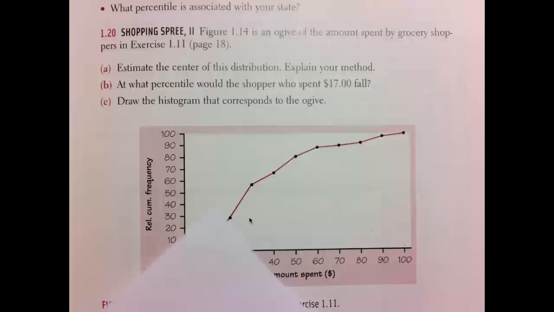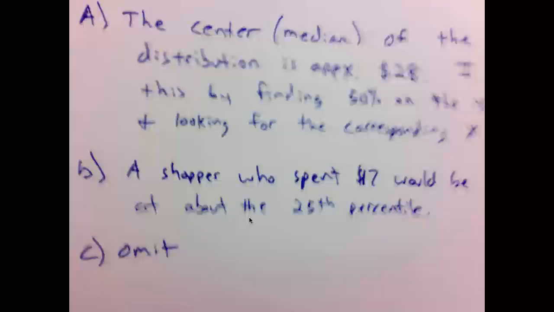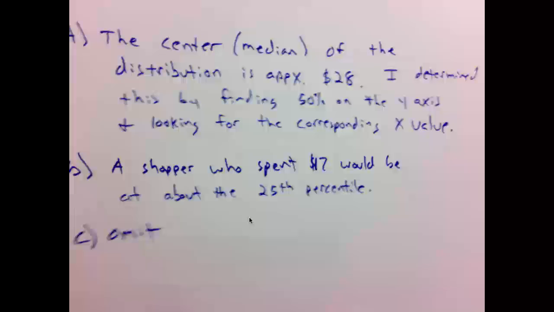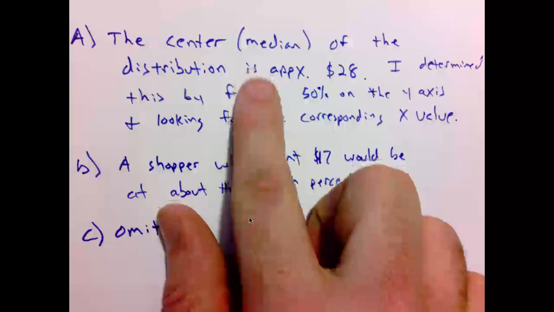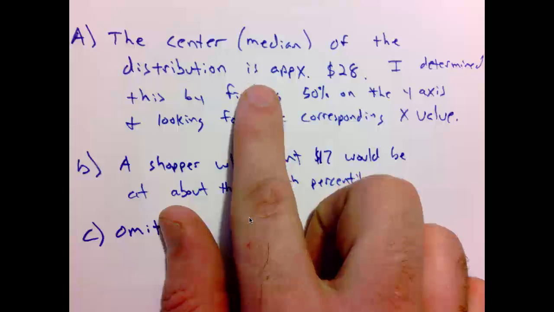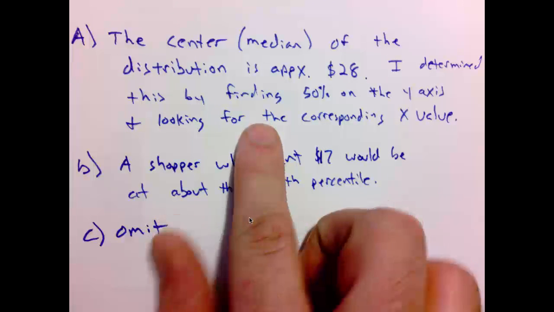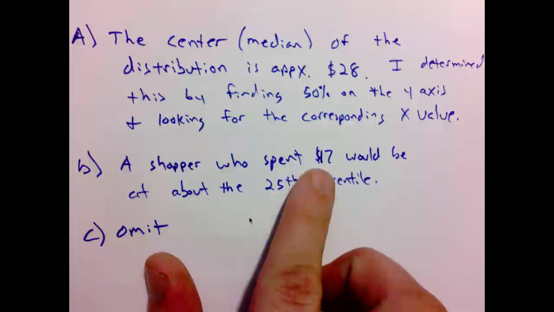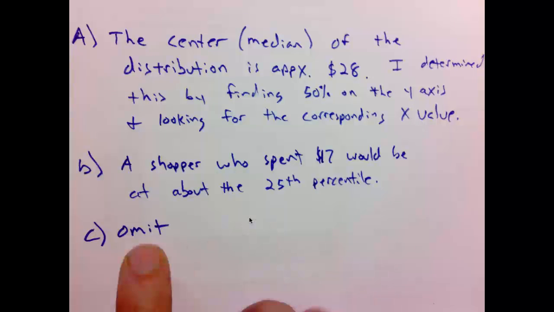Looking back, A, the center, median in this case, of the distribution is approximately $28. I determined this by finding 50% on the y-axis and looking for the corresponding x value. B, a shopper who spent $17 would be at about the 25th percentile, and C, we will omit.